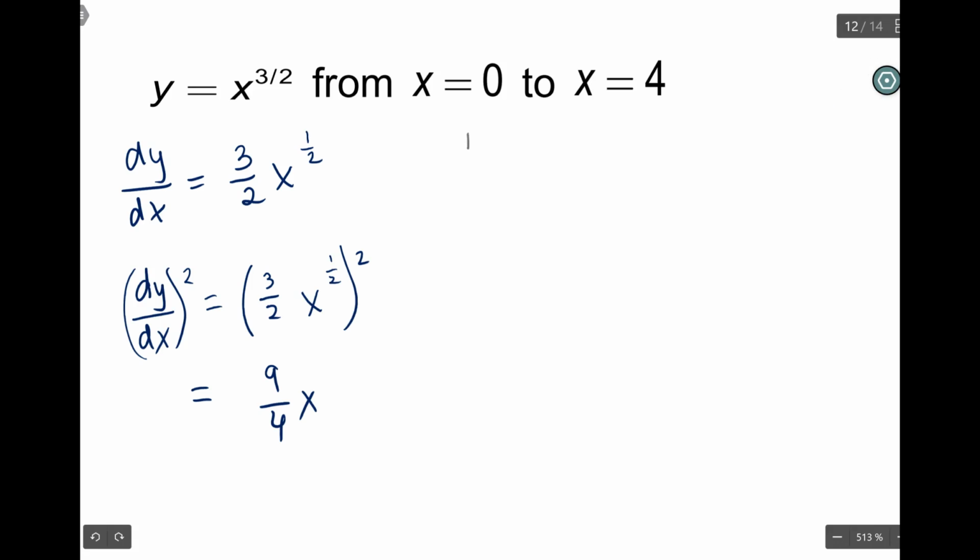Alright, so we know L is equal to, well, what are our bounds? We're going from 0 to 1. Yeah, it literally tells you. Cool. 0 to 4. You got that one right. And then the square root of 1 plus dy/dx squared. Well, we already know what that's going to be. It's going to be 9 over 4x dx.